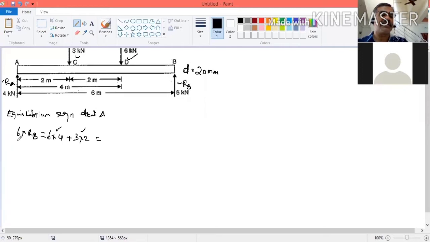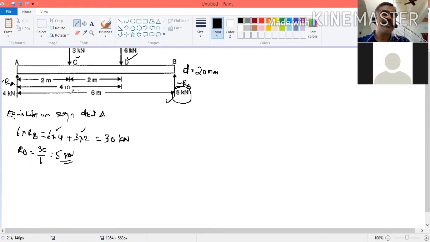I have taken the left side, right? Now this is 24 plus 6, 30 kilonewton. Now what is the value of RB? RB is equal to 30 divided by 6, which is 5 kilonewton. See, it is not given in the problem. We calculated 5 kilonewton. Now you can find the value of RA.